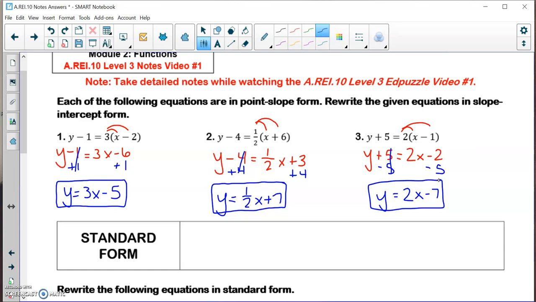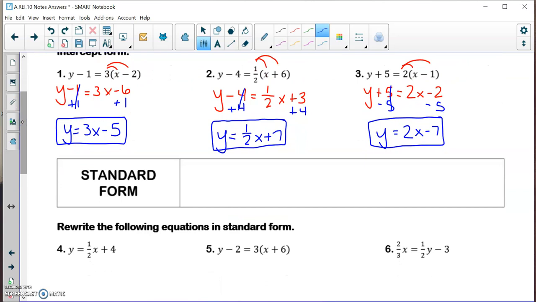All right, so we have talked about slope-intercept form, which is in the form of y is equal to mx plus b. We've talked about point-slope form, which is in the form of y minus y1 is equal to m times x minus x1. And now we're going to talk about one last form of a linear equation, and that is standard form. So standard form is a type of linear equation.